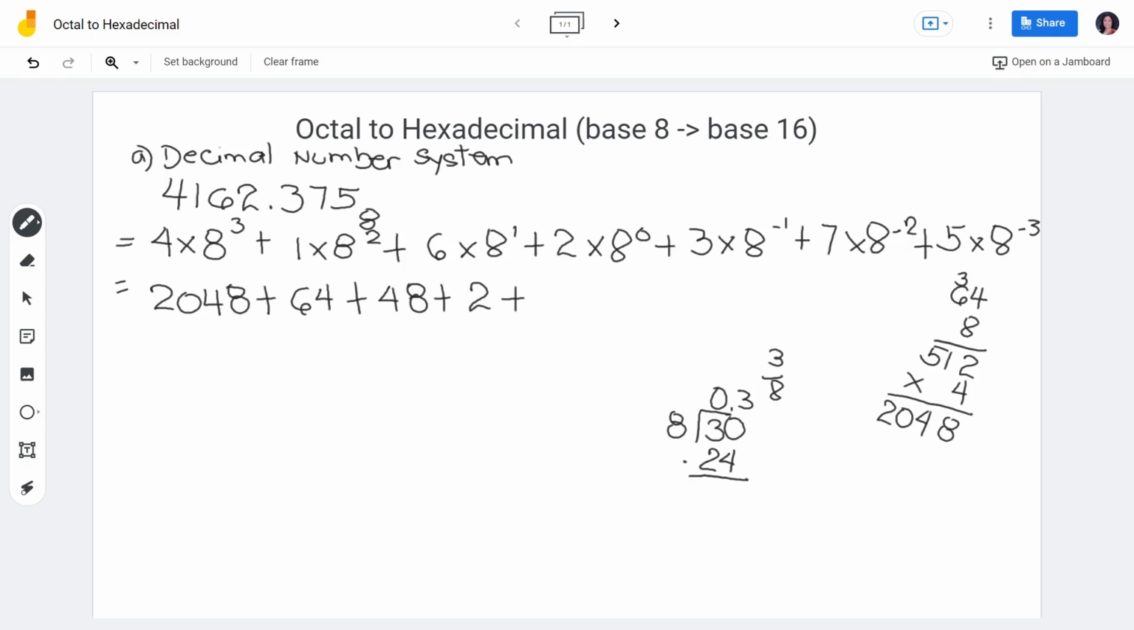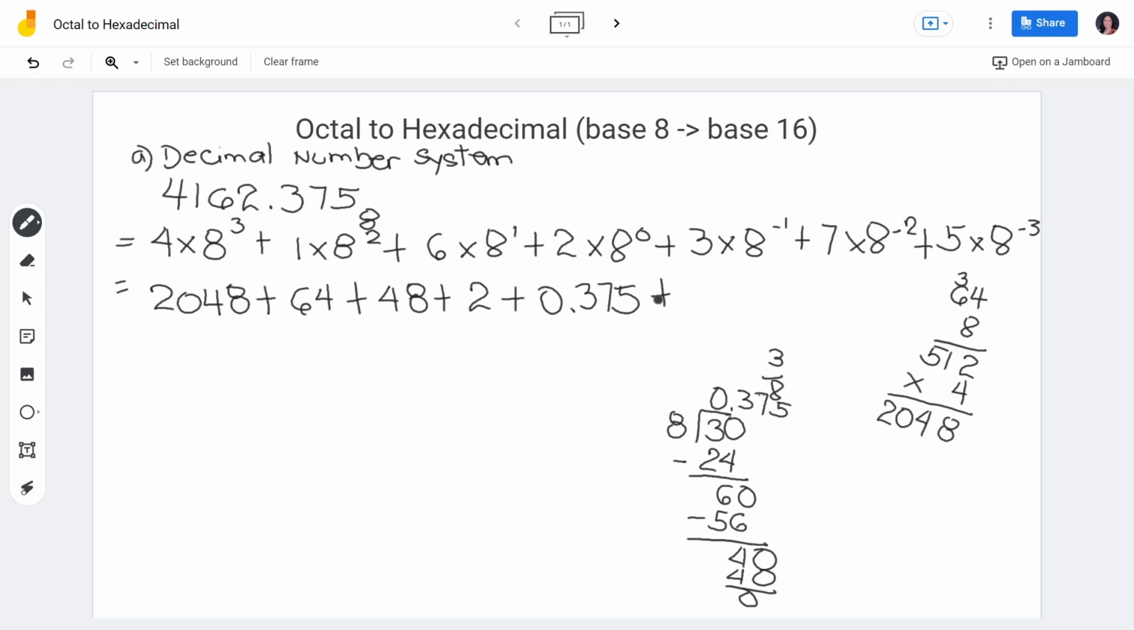So 30 minus 24 is 6. So 60. How many? We have 7. 7 times 8 is 56. So 60 minus 56 is 4, so 40. 40 divided by 8 is 5. So this is exact. 5 times 8 is equal to 40. So we have 0.375 because it is exact.